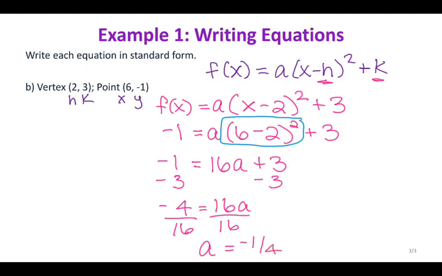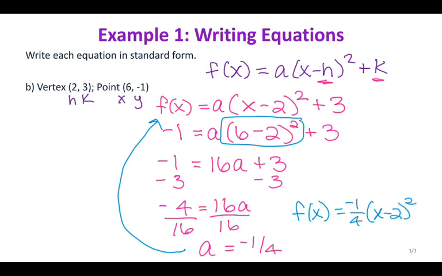-1/4. And once again, once I have my a, I'm going to take this and put it back into my function notation with my h and my k. So final answer, f of x equals negative 1/4 times x minus 2 quantity squared plus 3. All right, so that is it for 2.1 day 2.